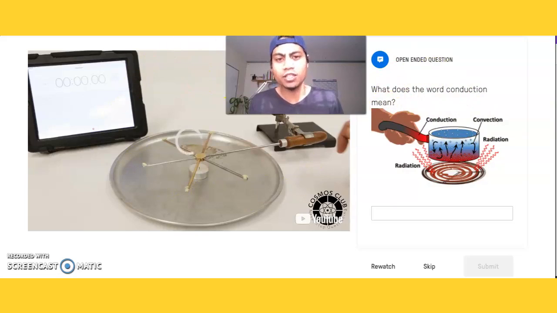And if you look at this experiment over here, we can see the candle and we can see the 6 different types of metal, and you can see the pats of butter which are at the end of each type of metal. So what does the word conduction mean?